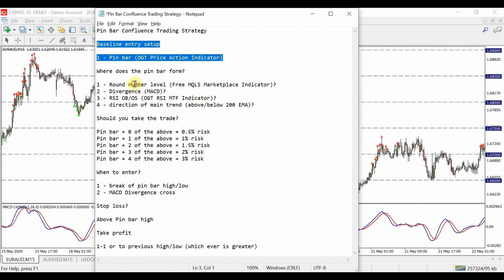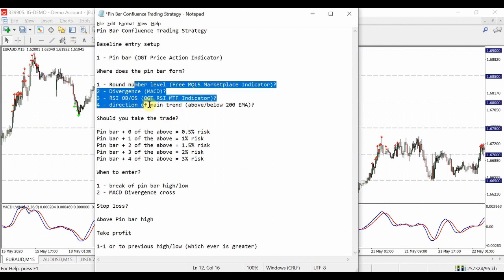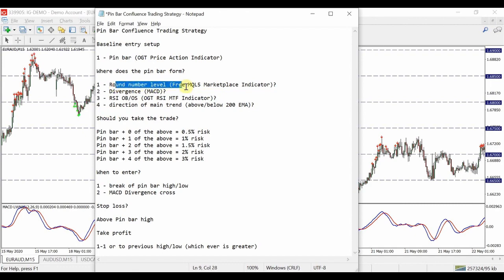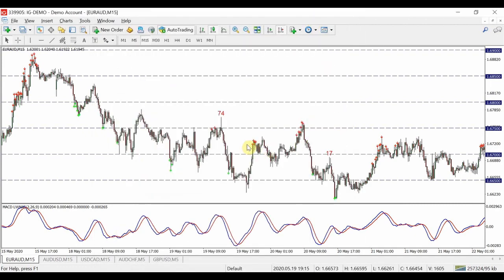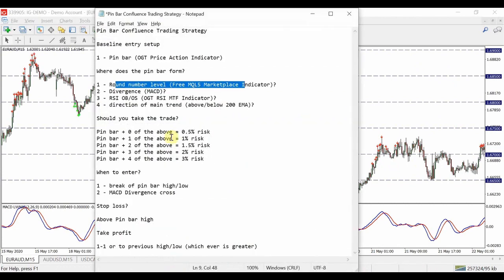There are 4 things that I normally go through when I see a pin bar or an entry setup form. The first one is: is it at a round number level? What this basically means is, is price at a round number psychological level, so at a 500 level or at a 100 level? As you can see, I've got these levels outlined on my chart, and the indicator that I use is the round number level indicator.